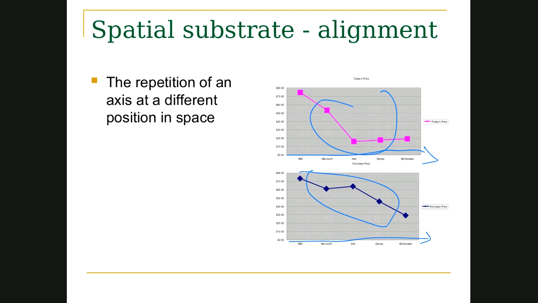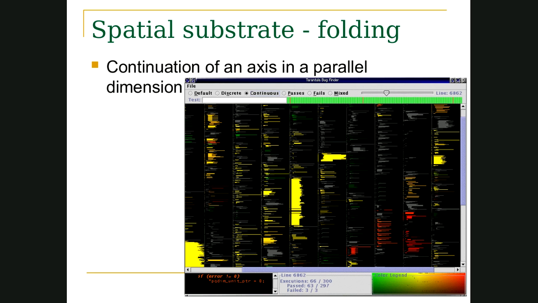I can have the alignment happen this way as well. I can have the y-axis being aligned. And I can have more than two. I have 3 or 4 or 5. That way I can see more patterns. So I'm repeating the axis. One that we have already seen is called folding.